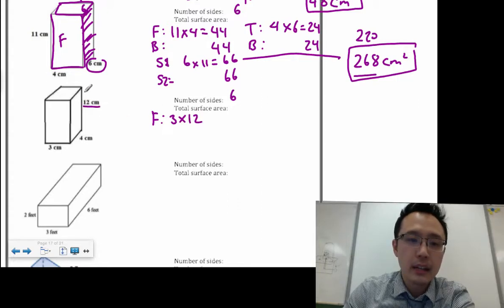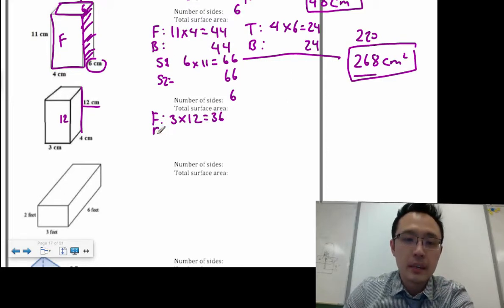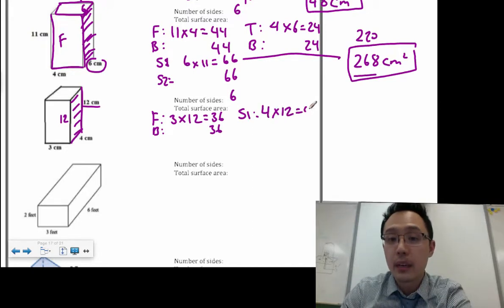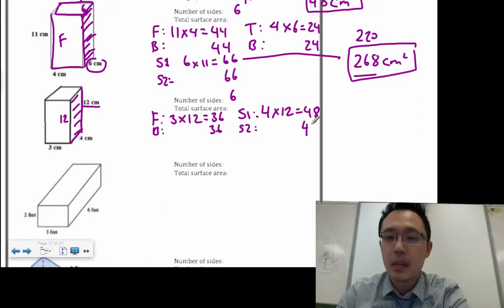This 12 is for this length, but it can also be for this height as well. Same thing, 36. And then that means my back is also 36. And then my side number 1, let's say for this side, is going to be 4 times 12, which is 48. And side 2, the other side, is exactly the same, that's 48.